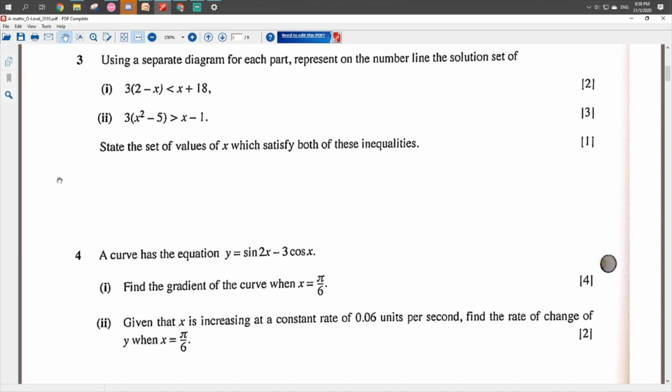I'm back. Let's draw ourselves to questions 3 and 4. Question 3, using a separate diagram for each part, represent on the number line the solution of, okay, we'll do the first part first. 3 times 2 minus x is less than x plus 18. So let me just clear my board.